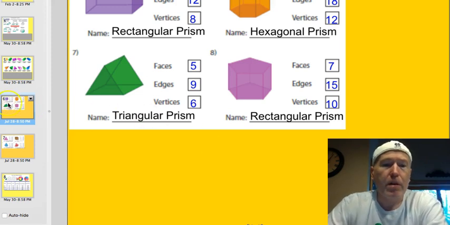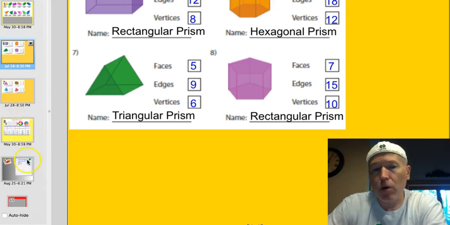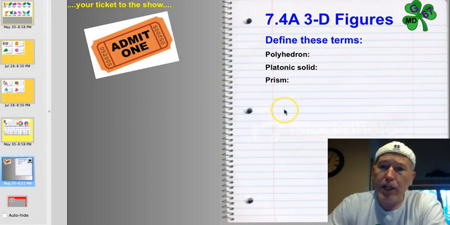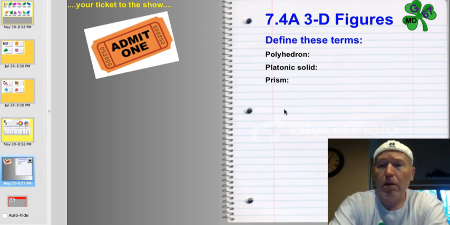Okie dokie. Well, that's about it. We'll be practicing working with those, identifying those tomorrow in class, counting them up, looking at some different forms of those. Tonight for your ticket to the show, I'd like you to define these terms. What is a polyhedron, a platonic solid, and a prism? I'm not having to identify or define pyramid, but those 3, you should be able to nail those.